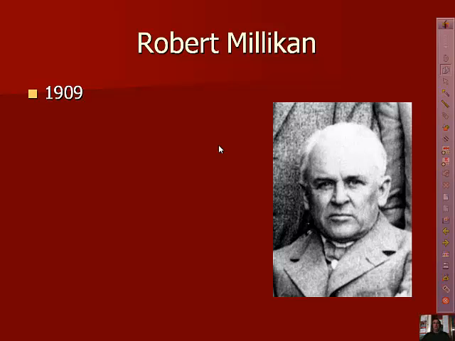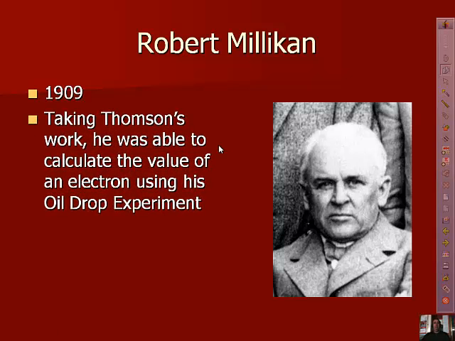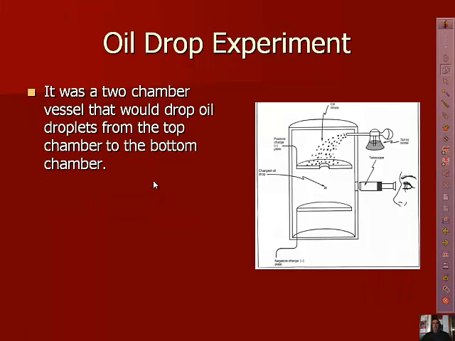Robert Millikan, 1909, so about 10 years go by, and he looked at the work of what Thomson was doing. He advanced what Thomson said, looked at that charge to mass ratio, and using an oil drop experiment gets the true value for what an electron is. His oil drop experiment basically looked like this. It was a two-chambered vessel where this little thing up here sprayed a bunch of oil drops into this upper chamber.